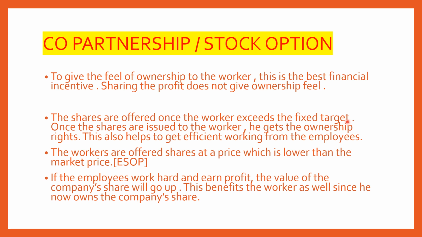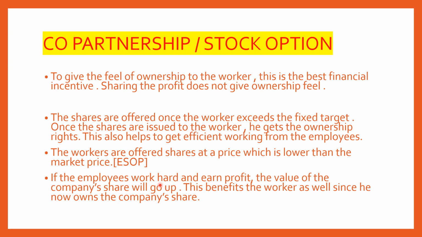The company shares will be offered to the employees at a much lesser rate than what is prevailing in the market. The shares are issued to the worker. He gets the ownership rights in that company because the shareholder is an owner. He is a member. So the worker will become the owner of the company. It helps to get efficient working from the employees, because if the employees are lured by the fact that they will be offered shares, they will work better. The workers are offered shares at a price which is much lower than the price prevailing in the market. This method is also called ESOP.